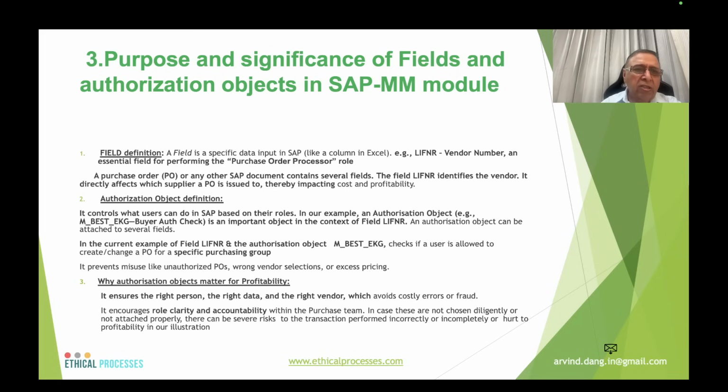Second, the authorization object. It controls what users can do in SAP based on their roles. In our example, the authorization object M_BEST_EKG, the buyer authority check, is an important object in the context of the field LIFNR. An authorization object can be attached to several fields. In the current example of field LIFNR, the authorization object which I mentioned checks if a user is allowed to create, change or display a purchase order within a specific group. It prevents misuse like unauthorized purchase orders, wrong vendor selection, or excess pricing.